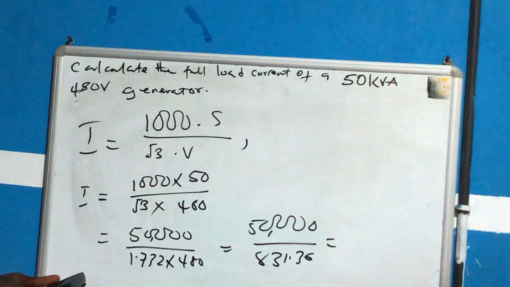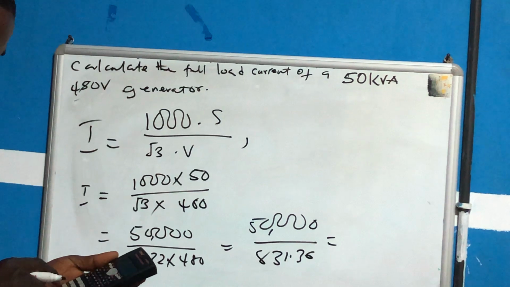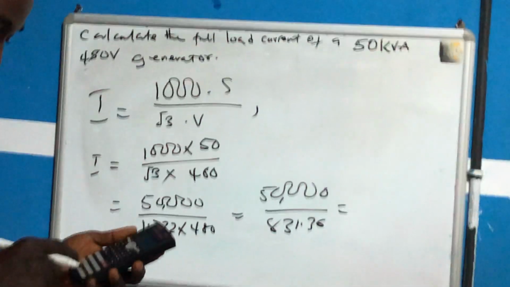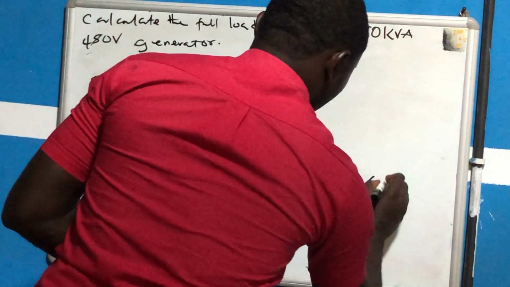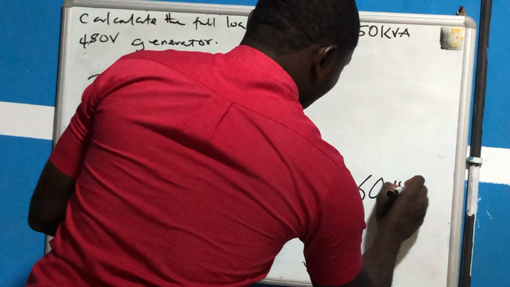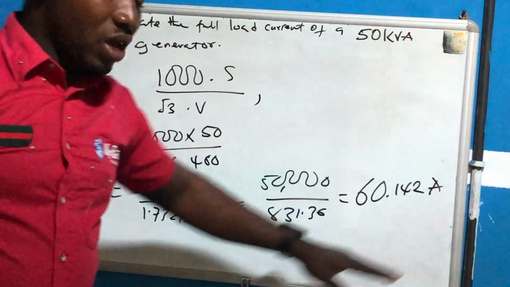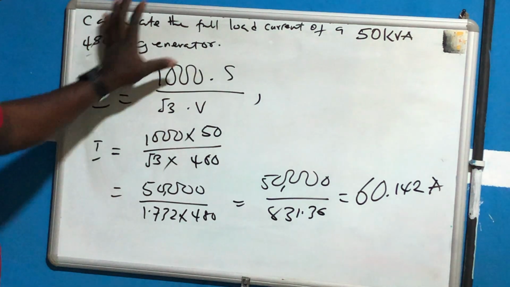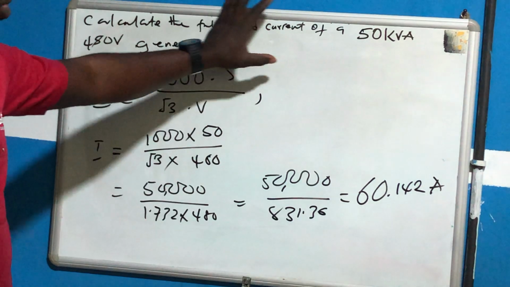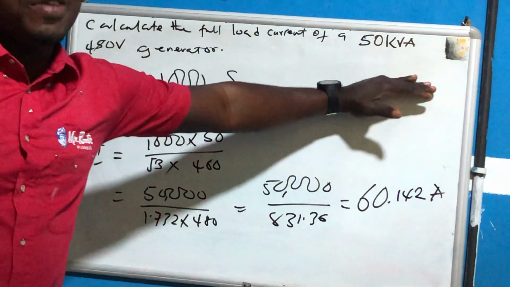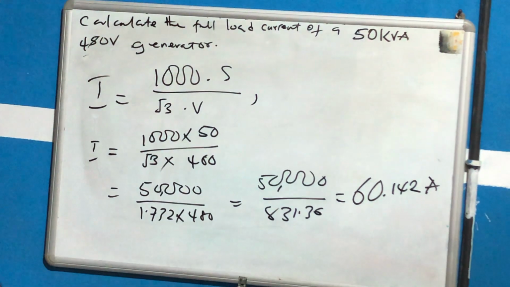So 50,000 divided by 831.36 is equal to 60.142 ampere. That's the unit of measurement of current. So now this is how to calculate for a full load current of a generator. This is when the generator is rated in kVA. So this is the formula, and we've taken the problem and we've stopped.